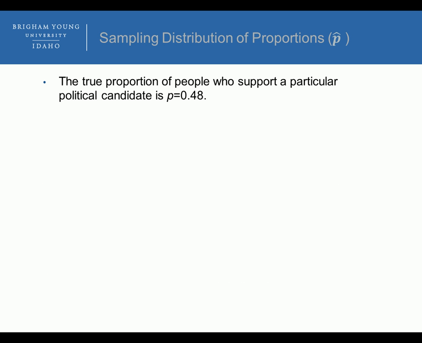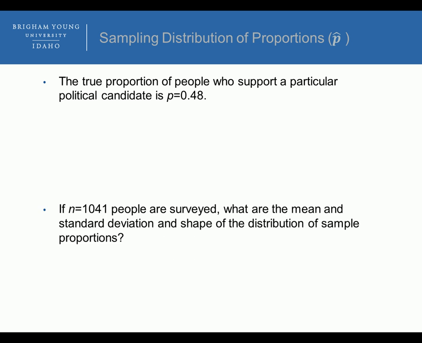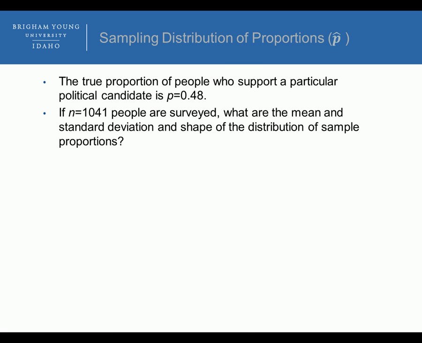Now we're going to do another problem, from the online textbook. The true proportion of people who support a particular political candidate is p, a population proportion of 0.48. If n is equal to 1,041 people are surveyed, what are the mean, the standard deviation, and shape of the distribution of sample proportions? Stop the video and see if you can figure this out.